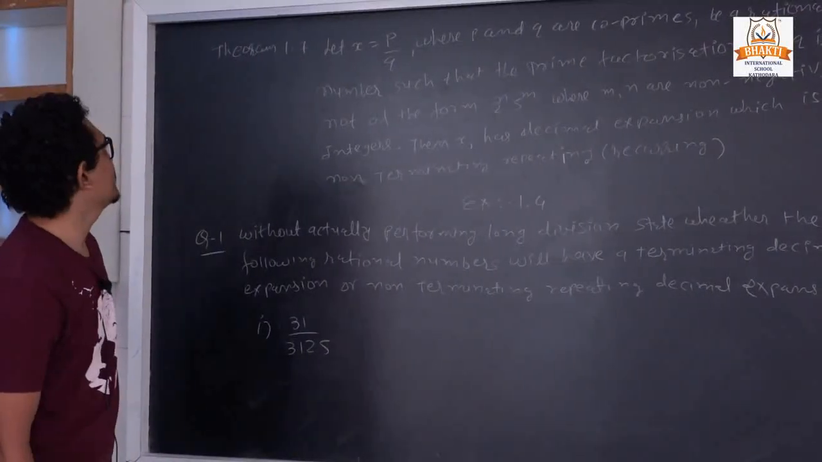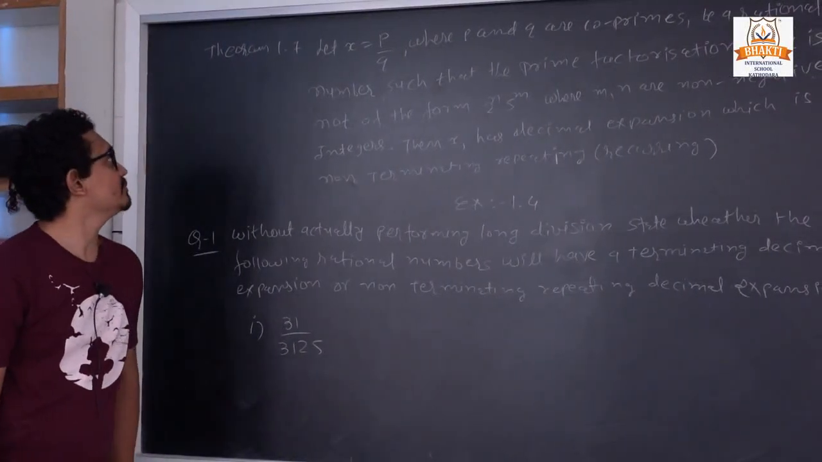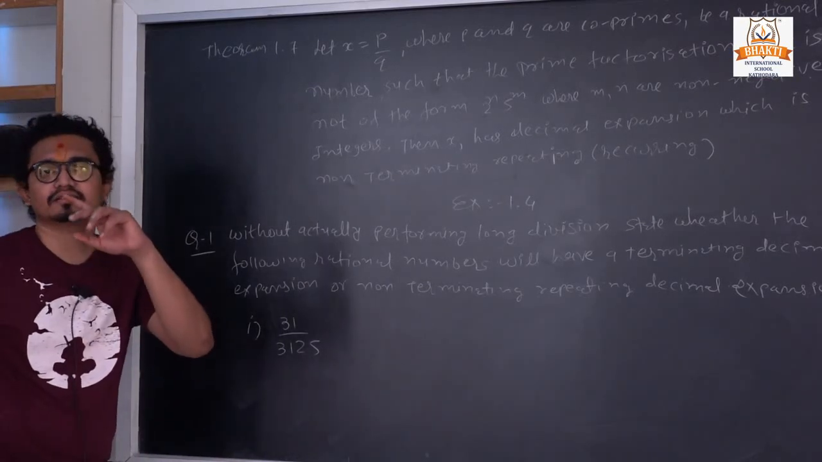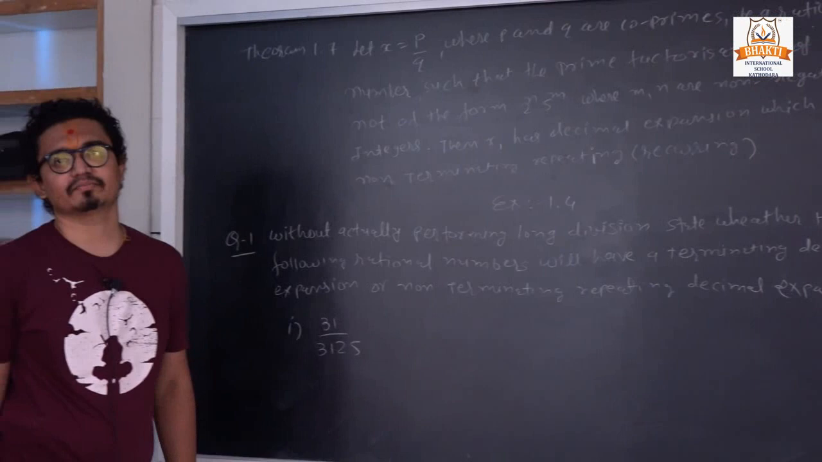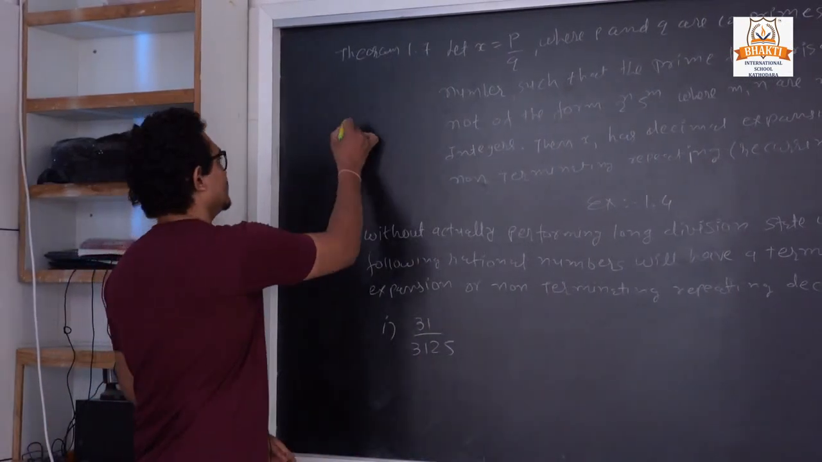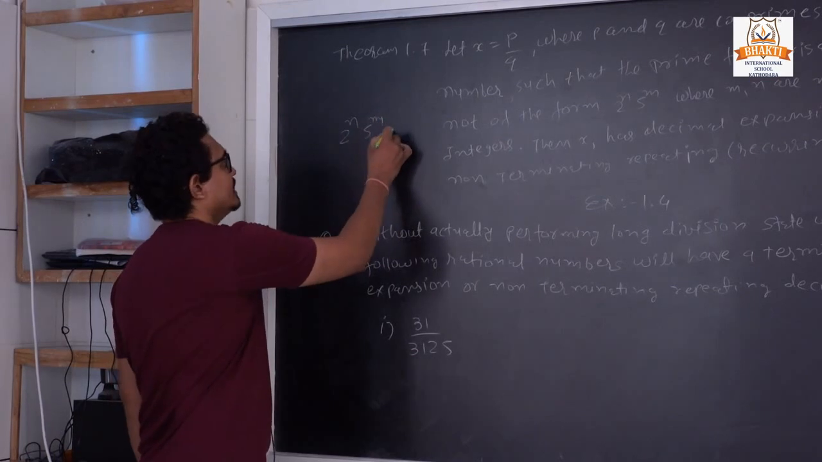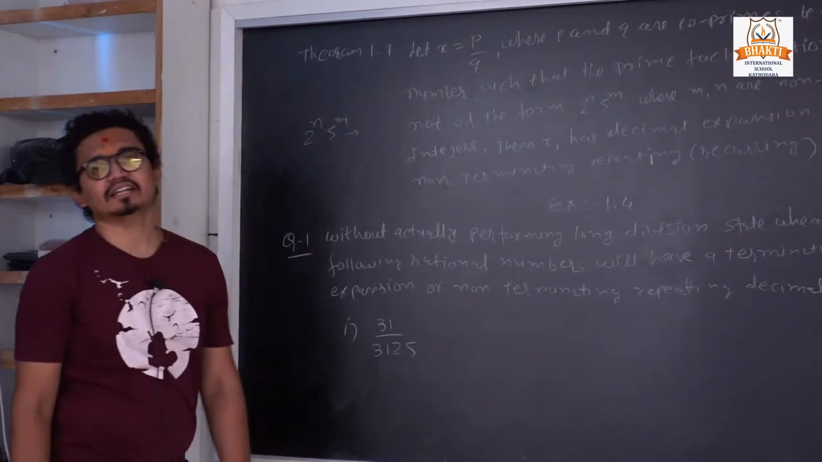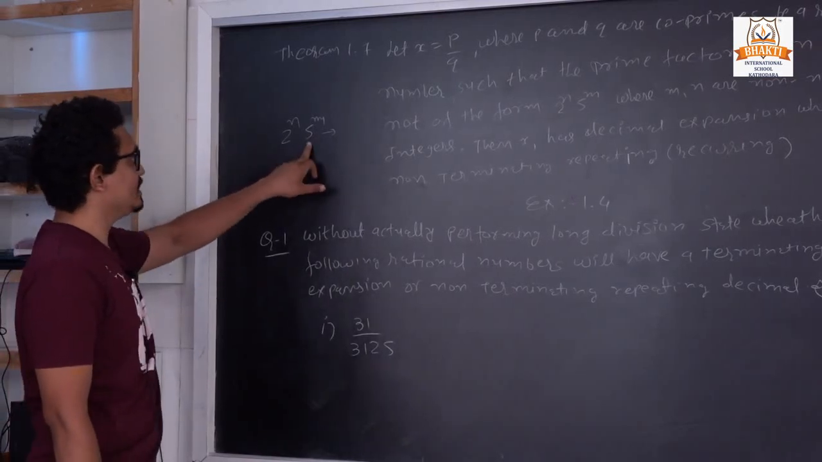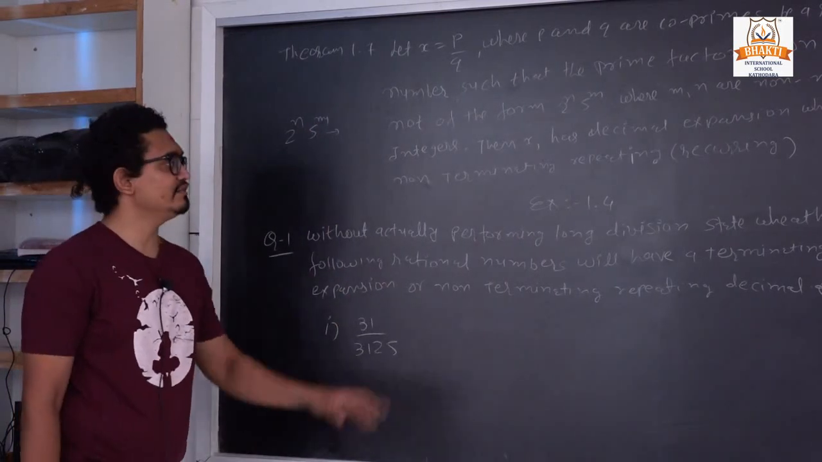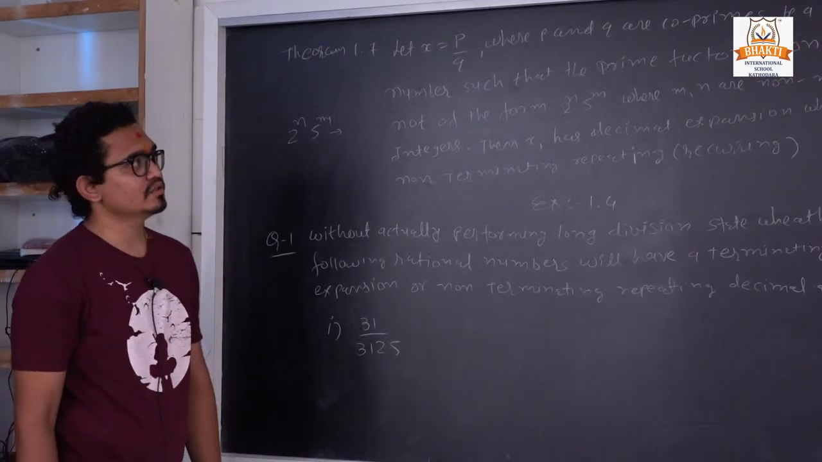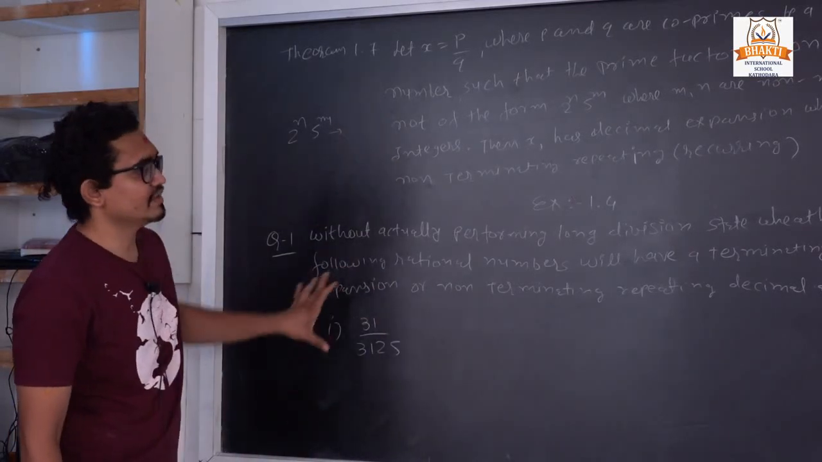The last theorem of that exercise is 1.7. It is the reverse of theorem number 1.6. If the denominator is of the form 2 raised to n into 5 raised to m, then it will be a terminating decimal expansion, and if it is not of the form 2 raised to n into 5 raised to m, then it will be a non-terminating repeating decimal expansion. So how can we express that theorem in our exercise?